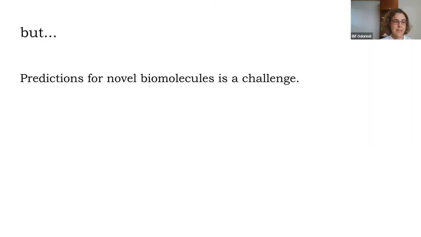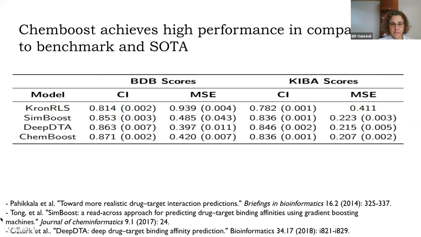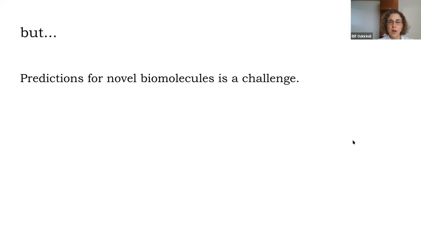But there's a catch. So yeah, all wonderful, right? MSE of 0.4 or 0.2, great. But predictions for novel biomolecules is still a challenge.